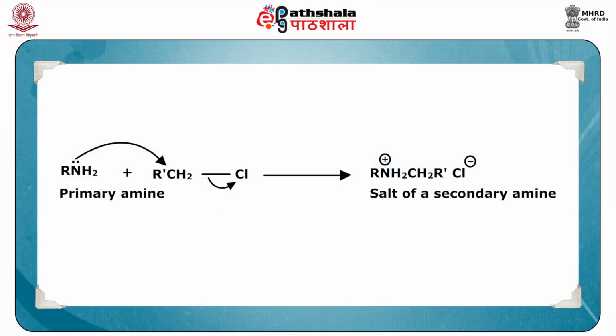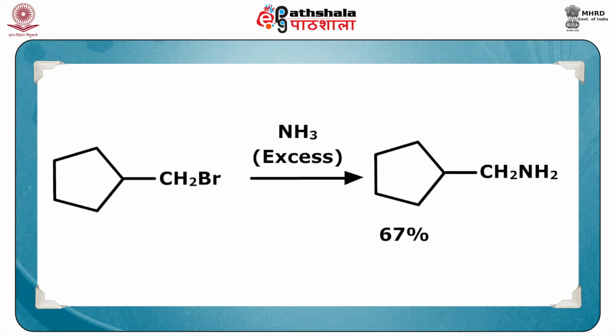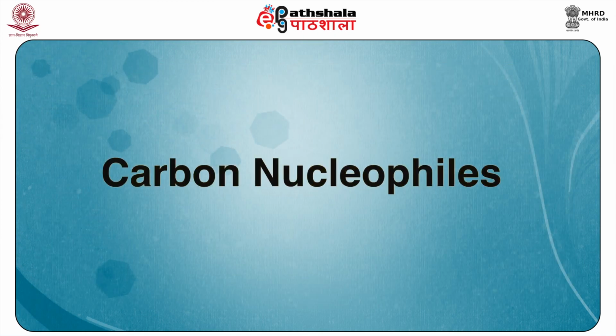So, you can see in this equation that RNH2, as a primary amine, can attack as a nucleophile, and with RCH2Cl it will give you a salt of a secondary amine, which can be further alkylated. Similarly, you can see this cyclopentyl derivative where you have a primary bromide. When treated with excess ammonia, there will be a 67% yield of the NH2 product. So, by putting in excess ammonia or excess alkyl halide, you can see how the proportion of polyalkylation can be varied. Let us move to carbon nucleophiles.